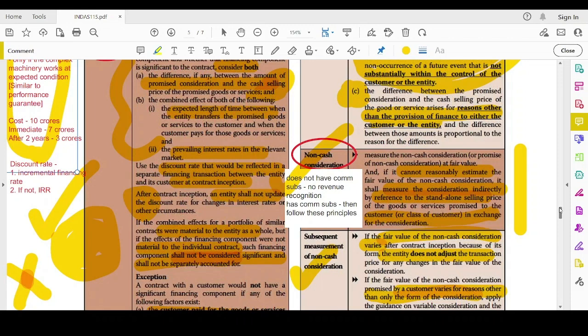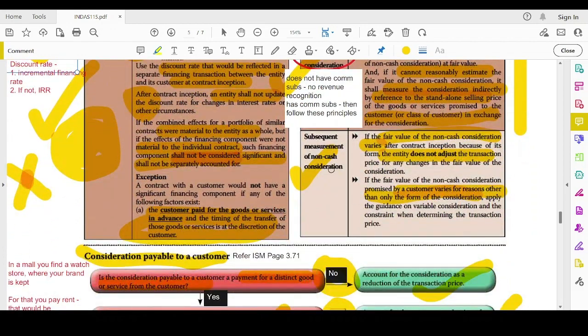If the transaction has commercial substance, then first the non-cash consideration has to be measured using its fair value. Otherwise, if a fair value is not directly observable, then you can estimate it by considering the standalone selling price of similar goods. Then subsequent measurement of non-cash consideration: if the fair value of the non-cash consideration varies after the contract inception because of its form, then it is not just a transaction, because just assume that I have given you unassembled goods now.